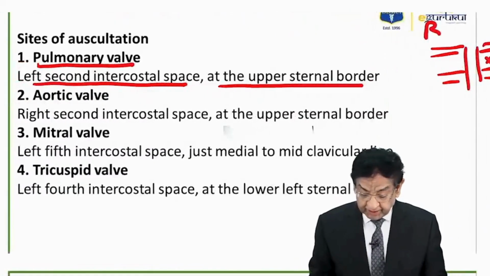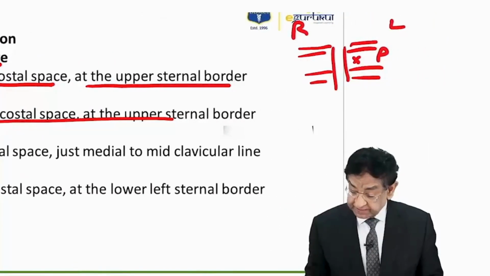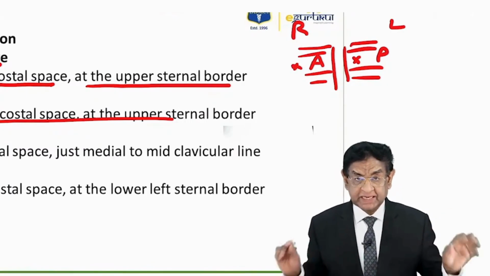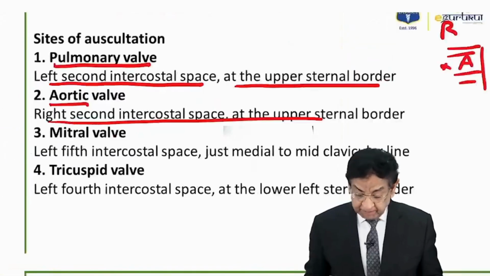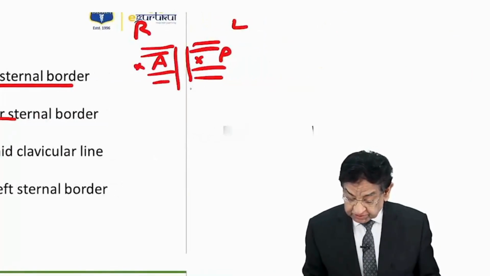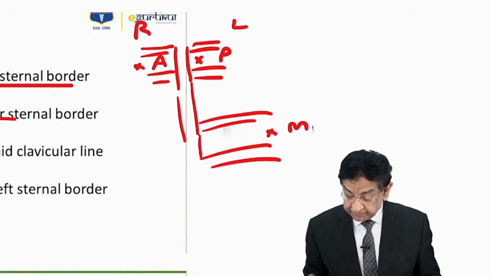Then aortic valve, right second intercostal space. That means this is the aortic. So you can say aortic and pulmonary are on the same level, but on the right and left side of the sternum. Mitral valve, left fifth intercostal space. Okay, fifth intercostal space, mitral valve.